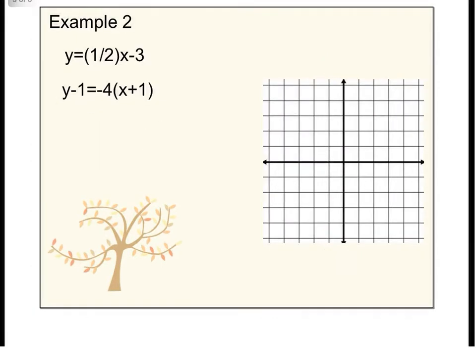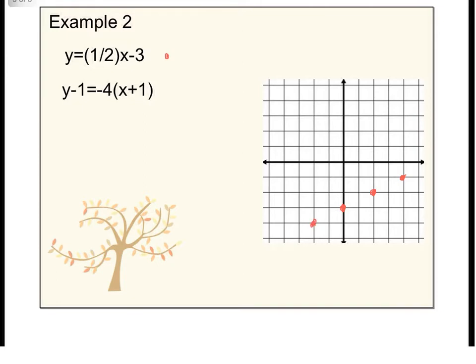Alright, so in example 2, we have two equations again. The first one's in slope-intercept form. Our slope is a half and our y-intercept is negative 3. Our second equation's in point-slope form, so we're going to want to convert that before we graph it. I'm going to graph the first one just to get started. So y-intercept is negative 3, my slope is 1/2. So I'm going up 1 and over 2. If I want to go to the left, I'm going to go down 1 and back 2.